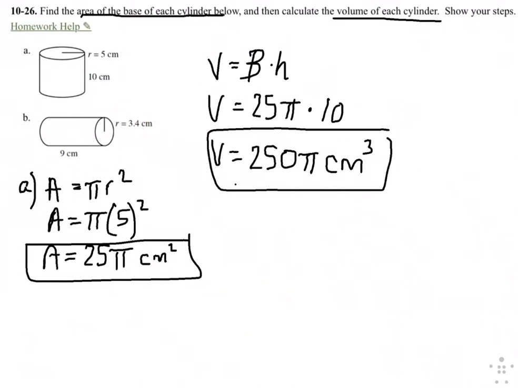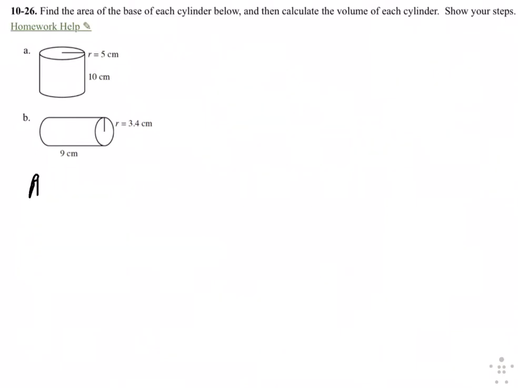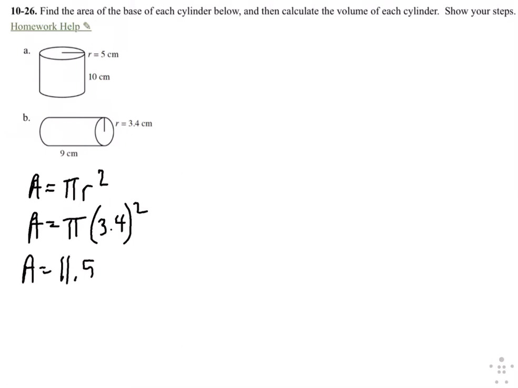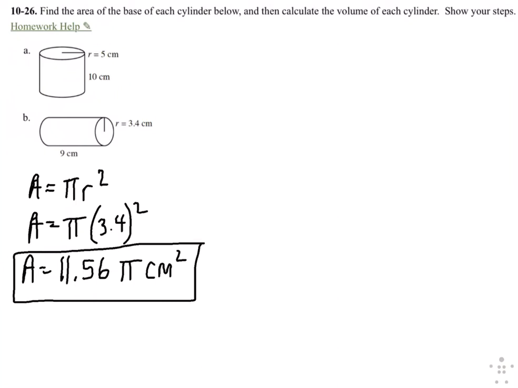Okay, now let's do B, right? So let me make space. So the area of the base is pi r squared, and the area is pi times the radius, which is 3.4 squared, right? 3.4 squared. So for this one, we get the area equals 11.56 pi centimeters squared. There's the area of the base.